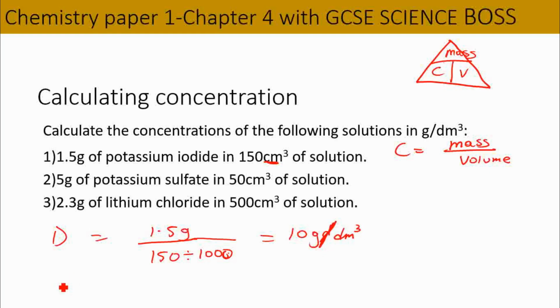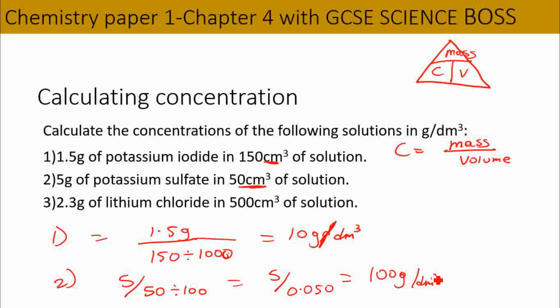So that's number 1. So number 2, again, we need to change our cm cube to dm cube. So it's going to be 5 divided by 50 divided by 1,000. Okay, good. So it's going to be 5 divided by 0.050, and that should give you an answer of 100 grams per dm cube. Okay, good. And number 3.